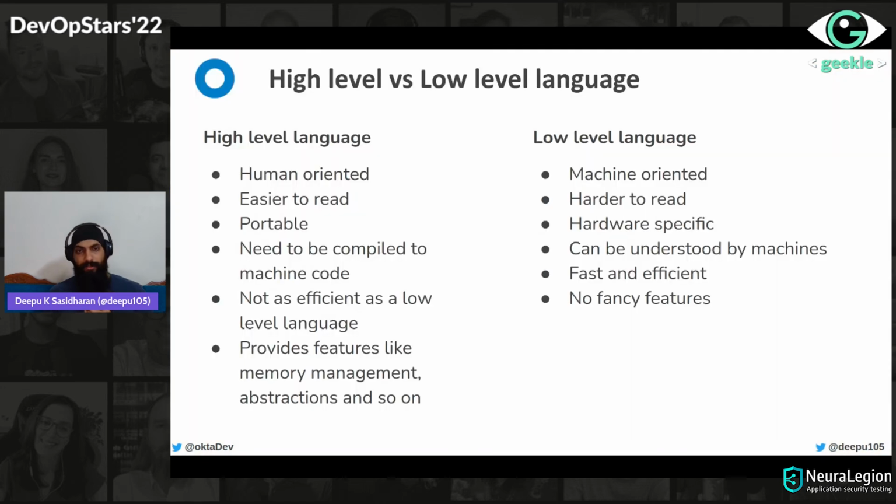So the target for high level and low level languages are quite different, and hence the features and goals differ as well. Rust is a high level language, and hence it's human oriented, but it also has performance and efficiency that puts it in close league with low level languages, and more specifically mid level languages like C++.